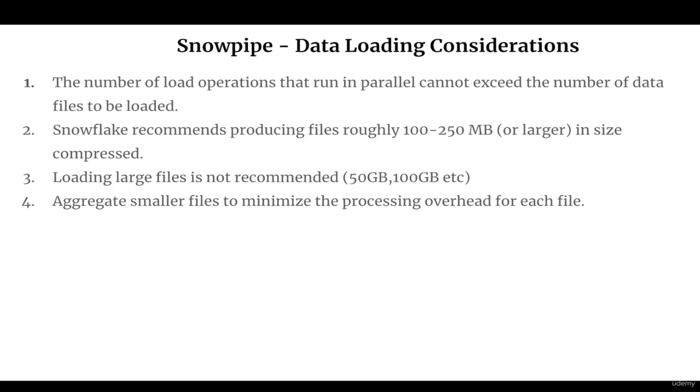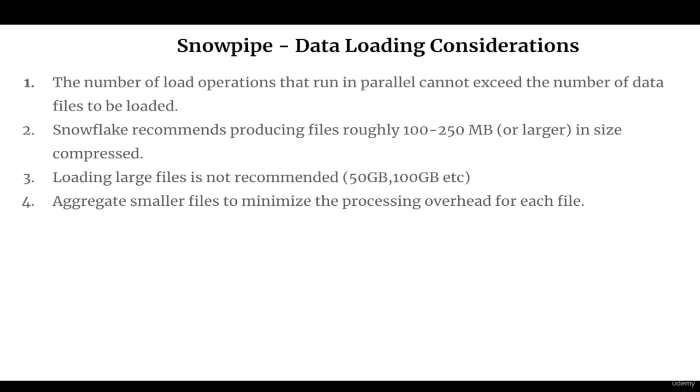But when it comes to concurrency, you also have to keep in mind the file size. Snowflake recommends producing files roughly in the range of 100 to 250 MB in size, compressed. Loading large files is not recommended. So if you have 20 GB, 30 GB, 50, 100 GB files and you have loads of them, just make sure you split them into smaller chunks. Ideally 100 to 250 MB each, compressed.